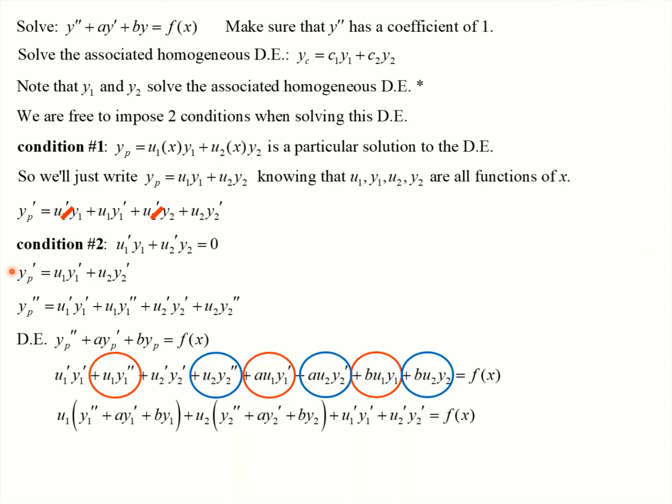Now, look at what we said up here. We said y1 solves the associated homogeneous differential equation, which means if I put y1 into the left-hand side, I'm going to get 0. And that's what I have here. This is going to give me 0. And same with the y2. And so I have a result there. It says u1 prime y1 prime plus u2 prime y2 prime equals f. Let's put that result there.